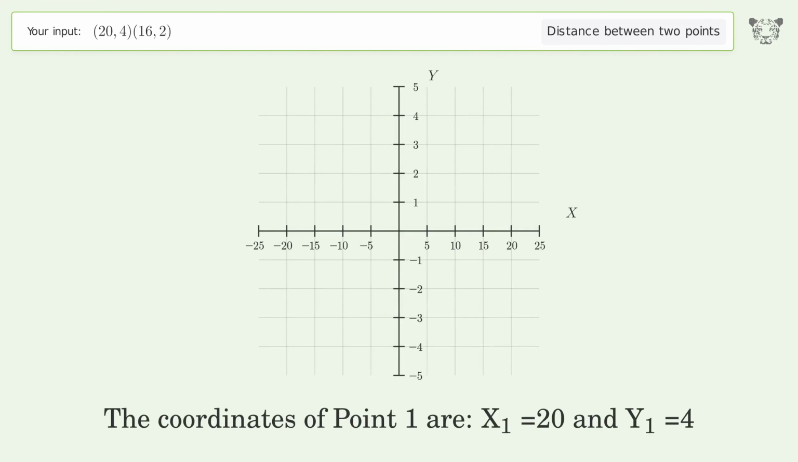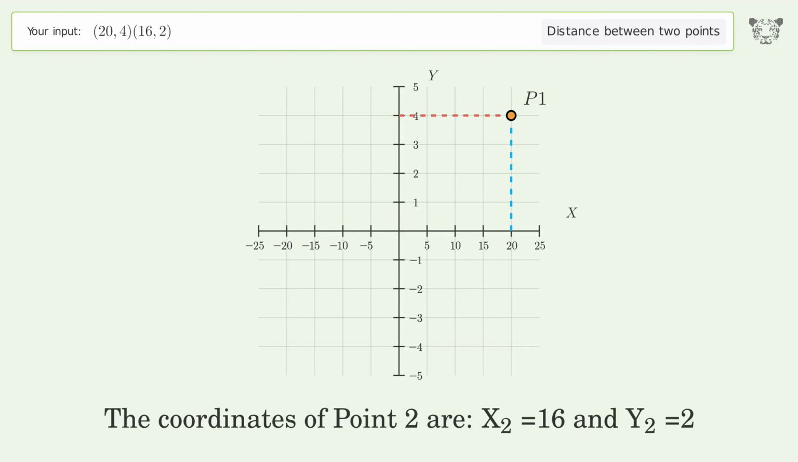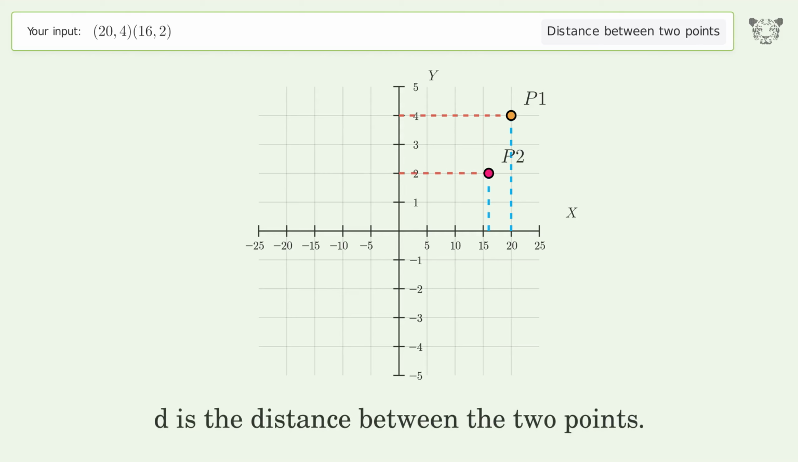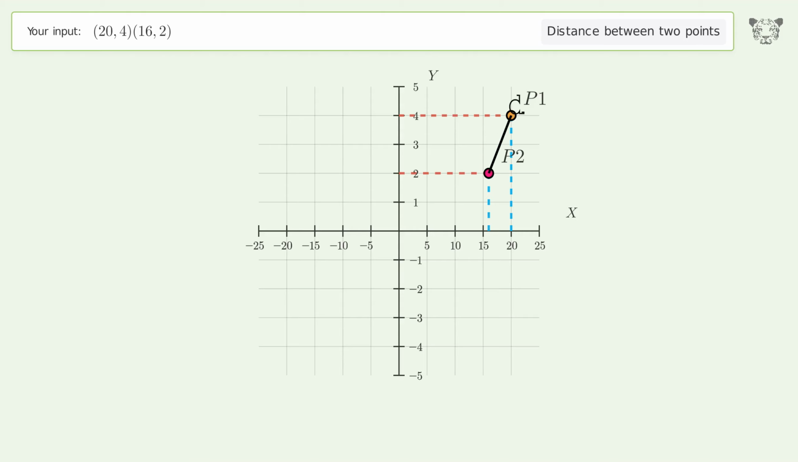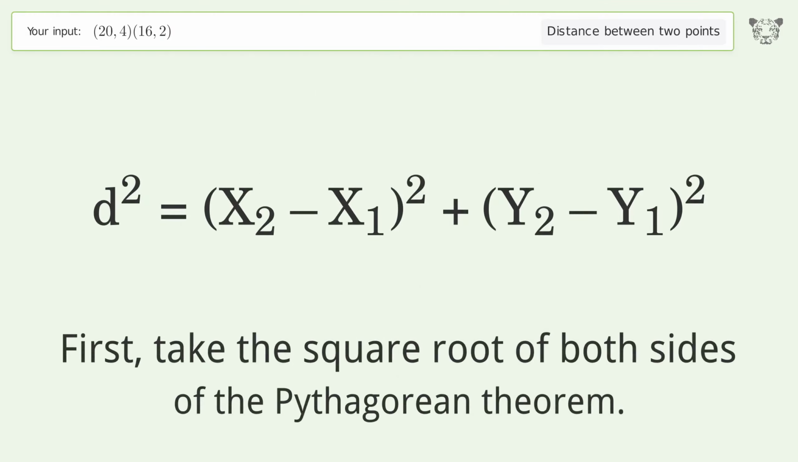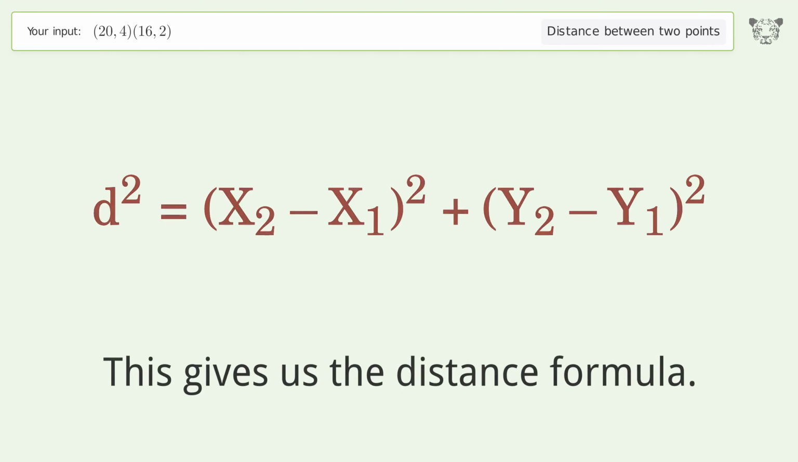The coordinates of point 1 are, x1 equals 20 and y1 equals 4. The coordinates of point 2 are, x2 equals 16 and y2 equals 2. D is the distance between the 2 points. First, take the square root of both sides of the Pythagorean theorem. This gives us the distance formula.